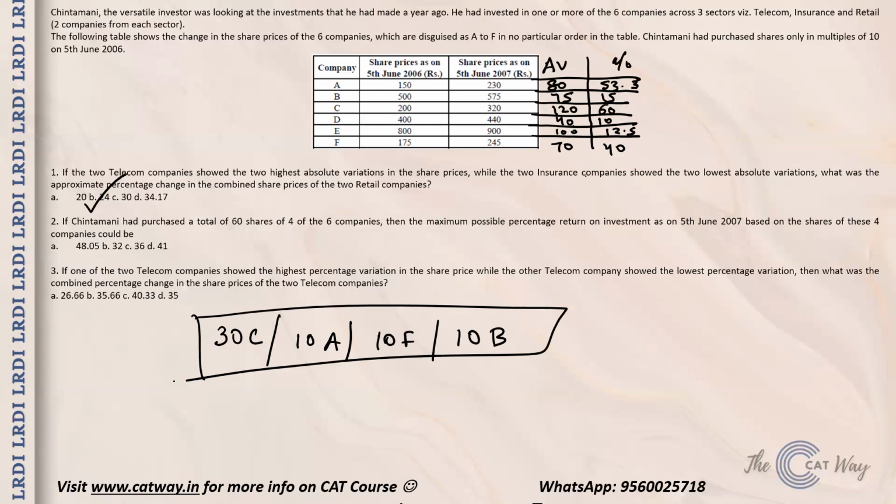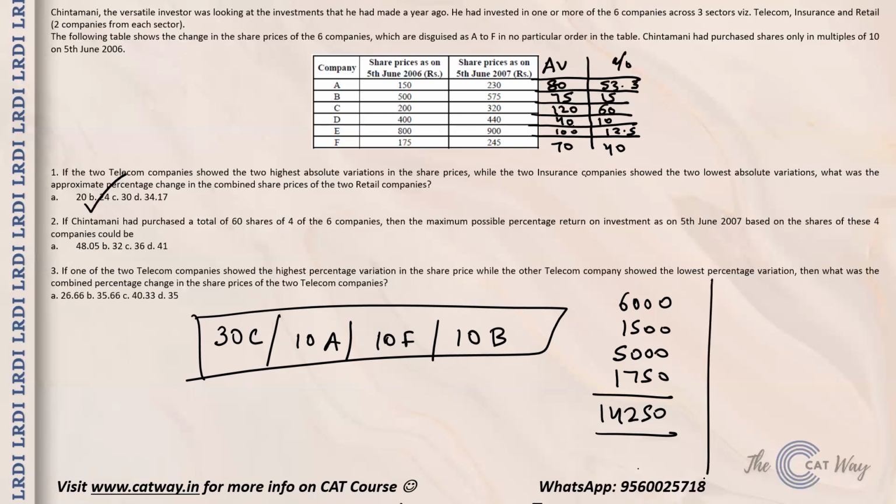Okay. Now, guys, talking about the initial value of the share purchase. So 200 rupees for 30 shares he bought. Okay, so 6,000 rupees he invested. 150 for 10 shares he bought, so he got 1500. 500 for 10 shares he bought, he invested 5,000, and 175 for 10 shares he bought, invested 1750. Okay, now the total value that he has invested is 14,250.